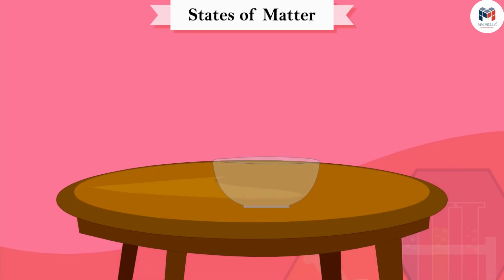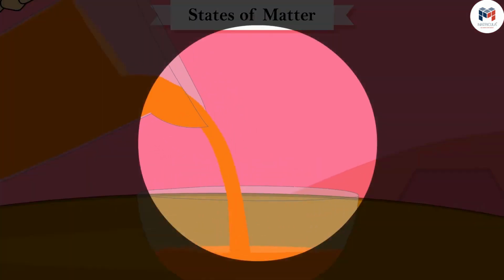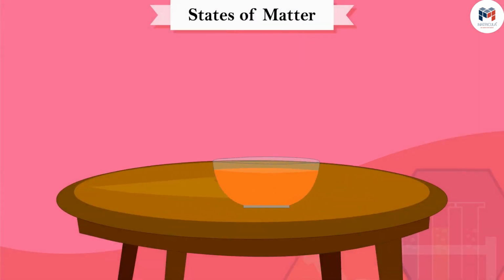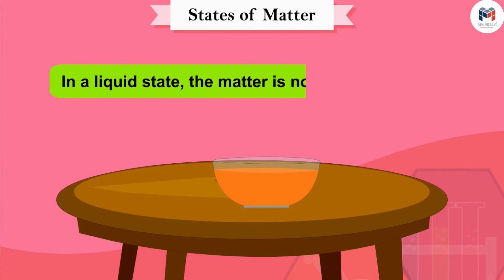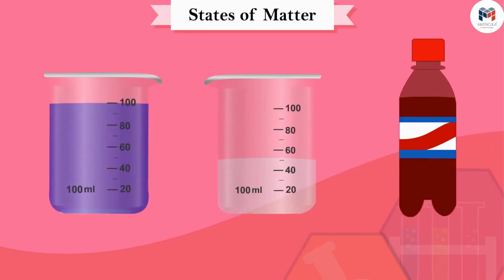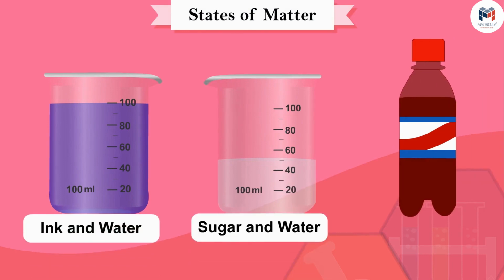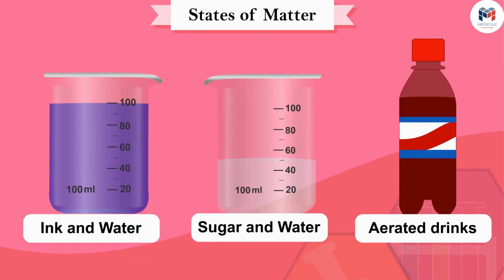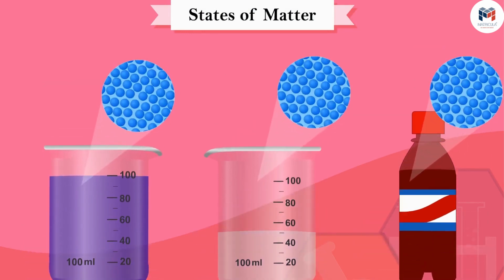Does the juice flow easily when poured from the jug into the glass utensils? Yes, this means that in a liquid state, the matter is not rigid, but it is fluid. Let us now look at these liquid objects: ink and water solution, sugar and water solution, and aerated drinks. All these matter are in liquid state.